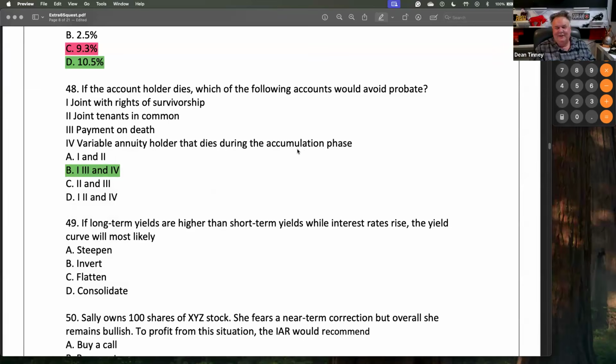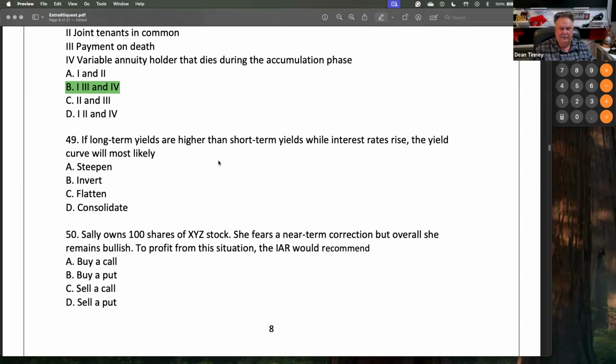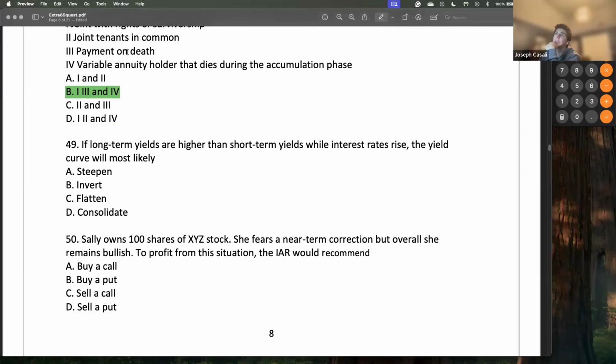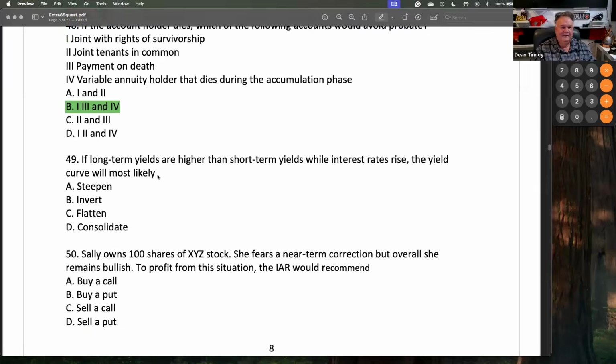Well, yeah, four is just a variable annuity holder dies, and you haven't actually annuitized. That would not be part of the probate, but the others would. The big ones are the one and the three. The three is the Tenants in Common, transfer, right? That's right.